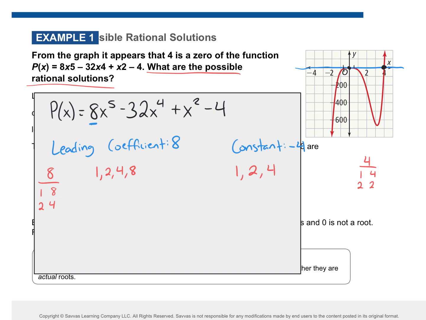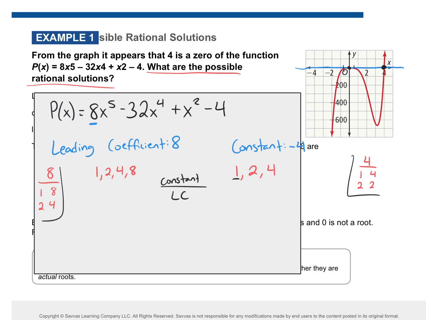Okay, now to find our possible solutions, we have to take our constant, I want you to write that down, constant divided by leading coefficient. I'm going to abbreviate LC. Okay, you are going to have multiple answers. So what we're going to do is take each constant factor divided by each leading coefficient factor. So I'm going to take 1 divided by 1. What's 1 divided by 1?